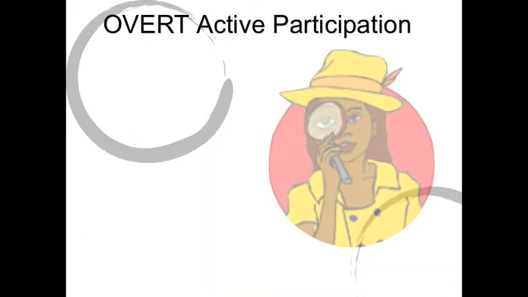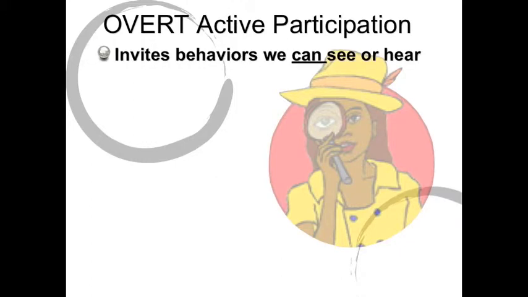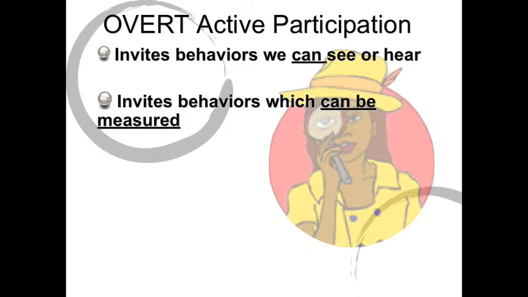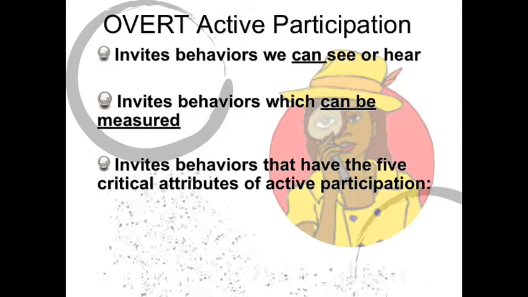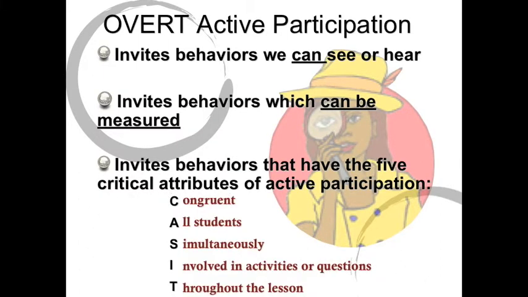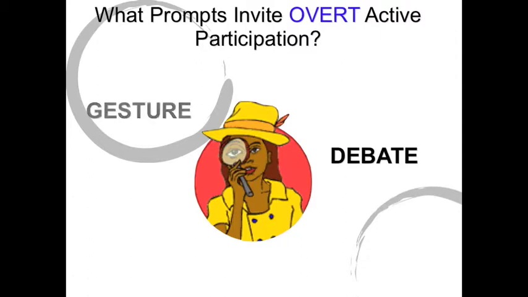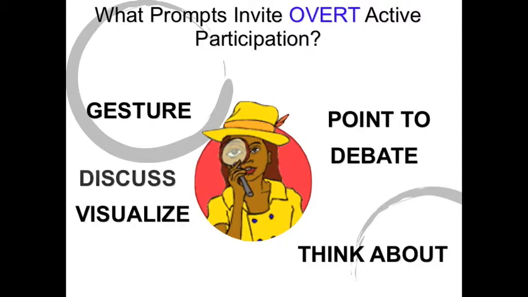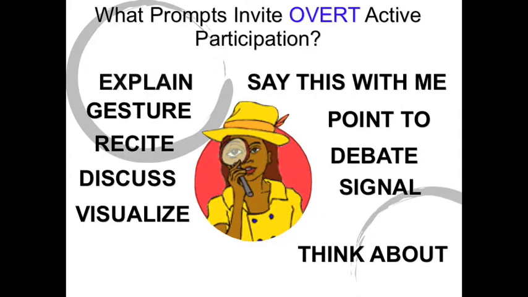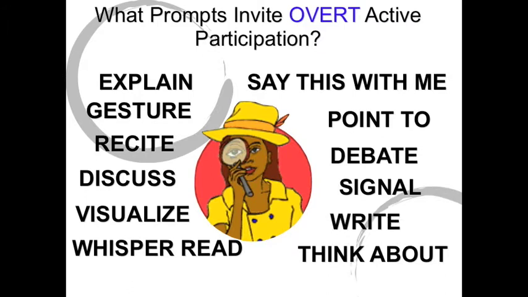Then what is overt active participation? Overt active participation invites behaviors we can see or hear. It invites behaviors which can be measured. It also invites behaviors that have the 5 critical attributes of active participation. The prompts the teacher uses to invite active participation tell students how to participate. Study the following prompts. Which ones do not invite overt active participation?